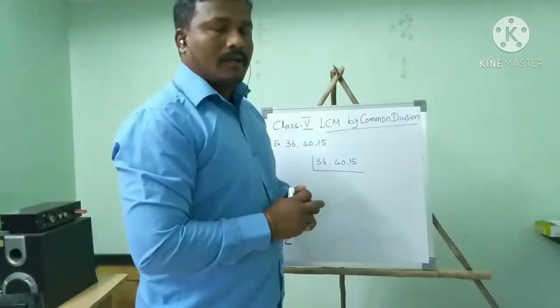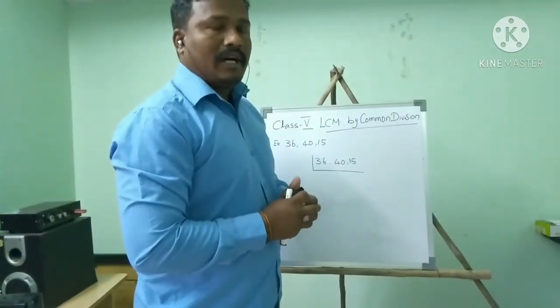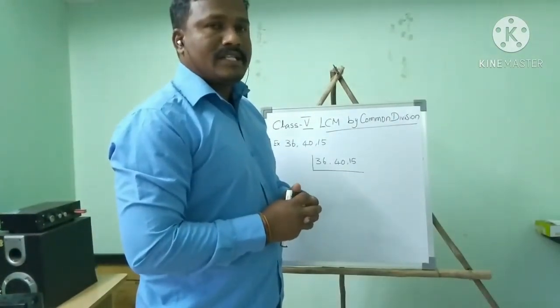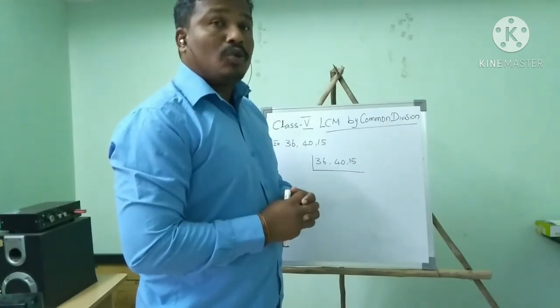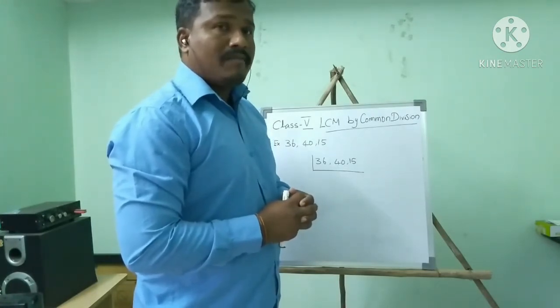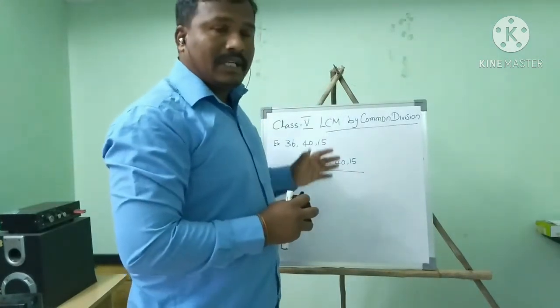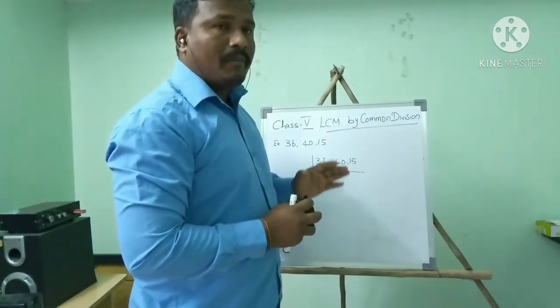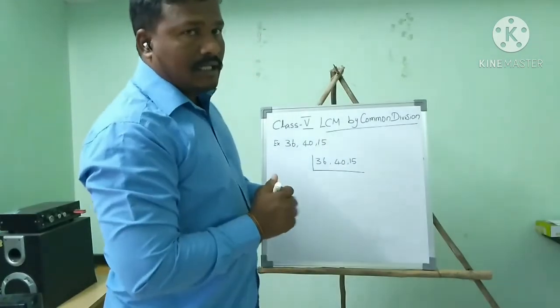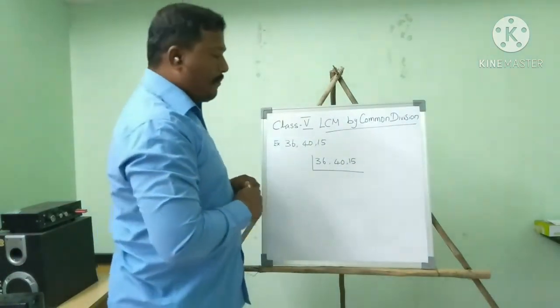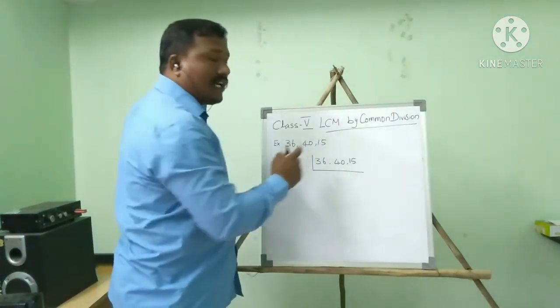Okay students, you know very well how to find the lowest common multiple. There are two methods: one is the prime factorization method, another one is the common division method. Let me show how to find the LCM using the common division method. I will tell you one by one, listen carefully. Let me take 36, 40 and 15 first.